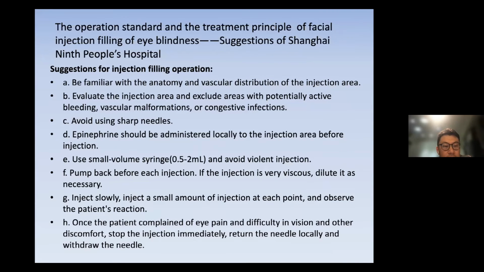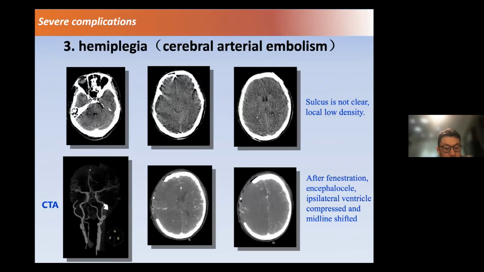In this slide, the steps for injection rescue operation were summarized by our team. And the third is hemiplegia caused by cerebral arterial embolism. And this is a case reported of cerebral artery embolism caused by fat transplantation.